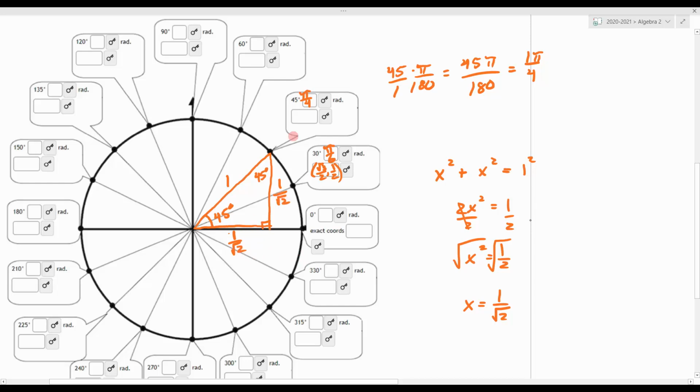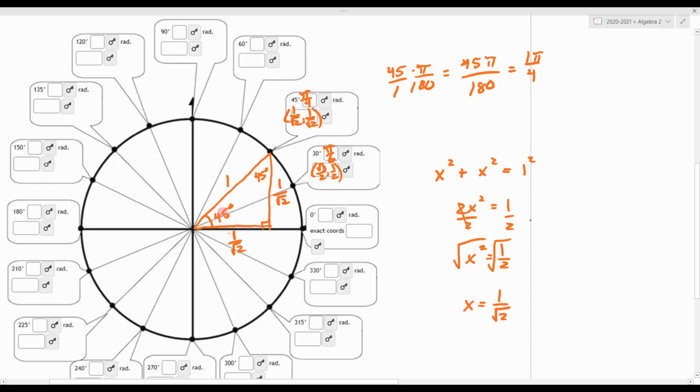There we go. Now we have all three sides, and I can write my coordinate here. So I can say 1 over root 2, comma 1 over root 2. And that finishes off the coordinate for that one. Okay, so we have the 30 and we have the 45.